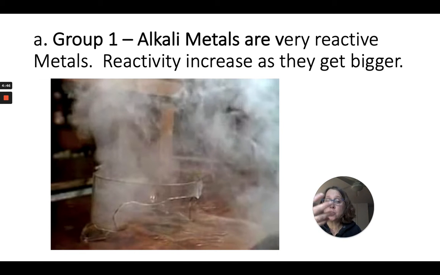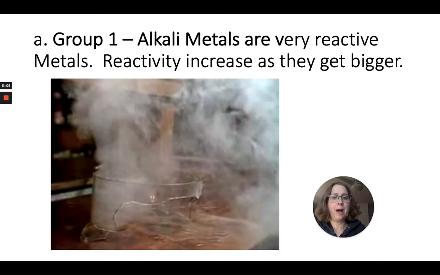Now, the larger ones produce more. Hydrogen gas is very flammable. It's a very hot reaction, and that's why you get a more vigorous reaction. But the alkali metals react the same way because they have the same number of valence electrons. And that group 1 family is particularly easy to predict what's going to happen as you go down the group.